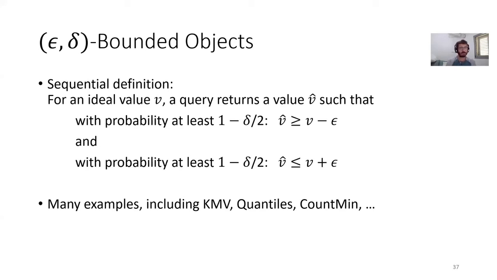And there are many examples from the data sketch world, such as the k-minimum values sketch, the quantiles sketch, the Count-Min sketch, and so on and so forth. Most of the sketches, or all of the sketches, are epsilon-delta bounded objects.